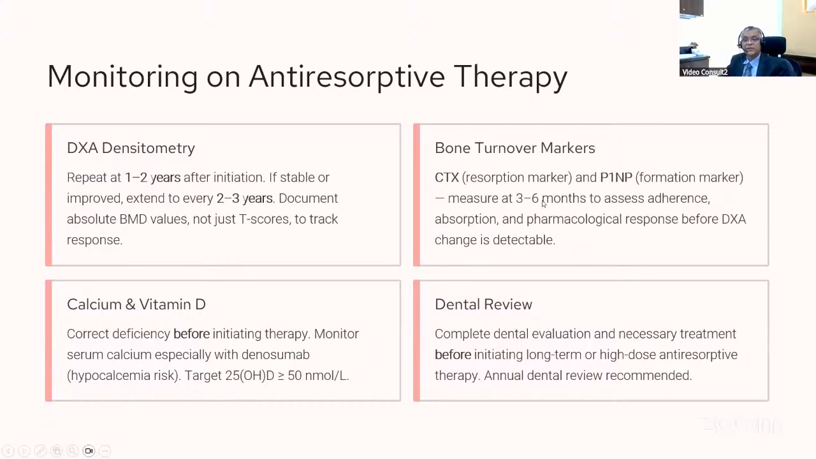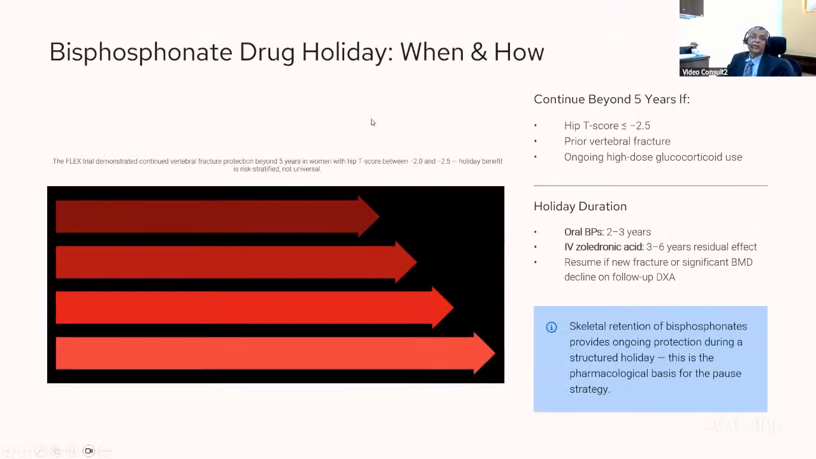Bone turnover markers: CTX, the resorption marker, and P1NP, the formation marker. Measure every 3 to 6 months to assess the adherence, absorption, and pharmacological response before DEXA changes are detectable. You find the DEXA changes after 1 year, whereas the CTX and P1NP changes you find in the third and sixth month. A dental review before initiating long-term or high-dose antiresorptive therapy. Annual dental review recommended.